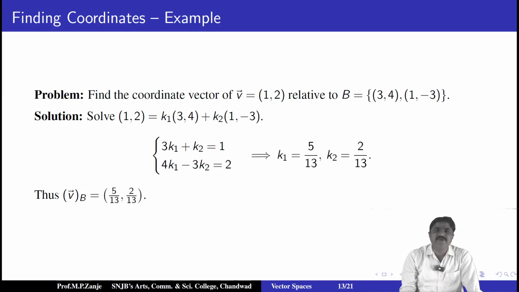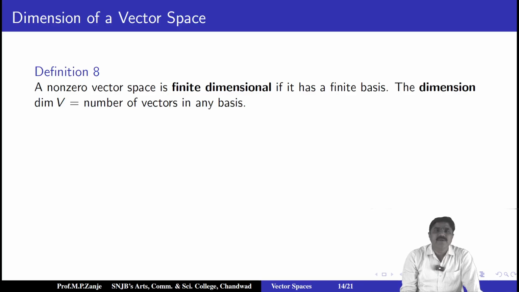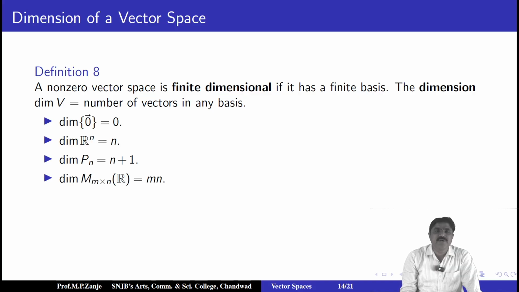For the solution, first of all, we can express the vector as a linear combination and solve the system, and we get the relative coordinate vector. Easy solution is there. Now a non-zero vector space is finite dimensional if it has a finite basis. The dimension of V is the number of vectors in any basis. Dimension of 0 is 0, dimension of Rn is n, dimension of nth degree polynomials is n plus 1, and dimension of m by n matrices is mn.